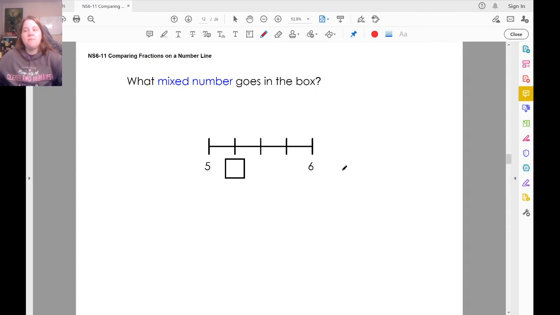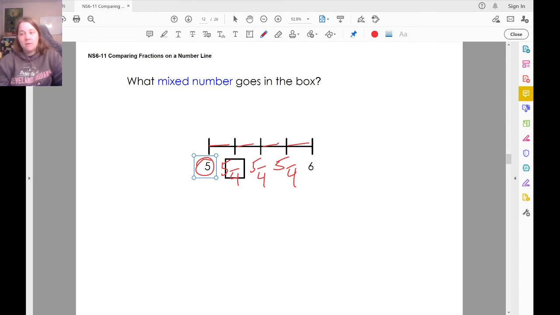So let's take a look at what mixed number goes into the box here. We know that the whole number for this mixed number is going to be 5, because we start off with 5 here. So all of these are going to have the whole number of 5. How many sections is this cut up into? Not how many cuts are there, how many sections are there? Let's go ahead and count. 1, 2, 3, 4. Because there's 4 sections there, our denominator, our bottom number, is going to be 4.